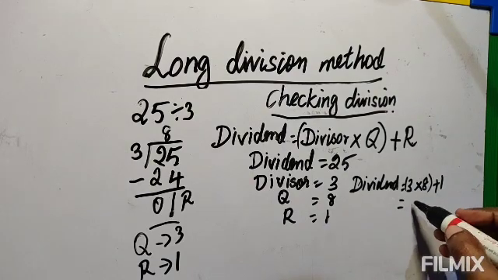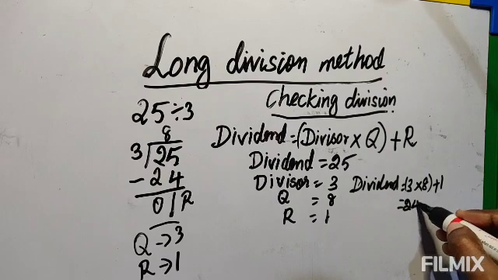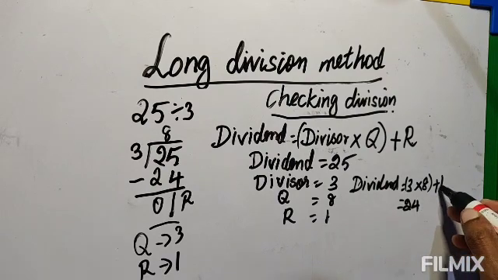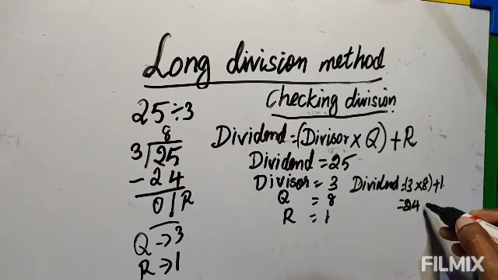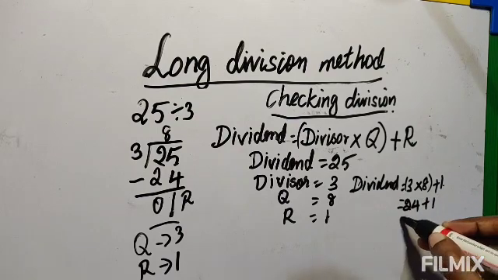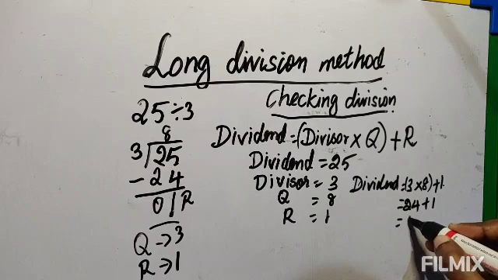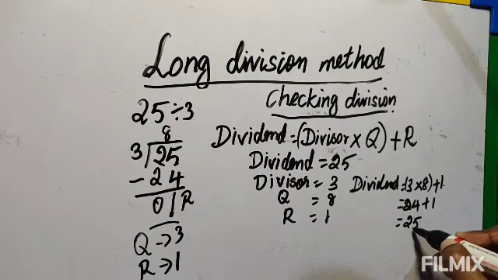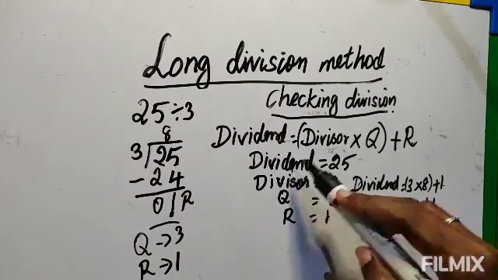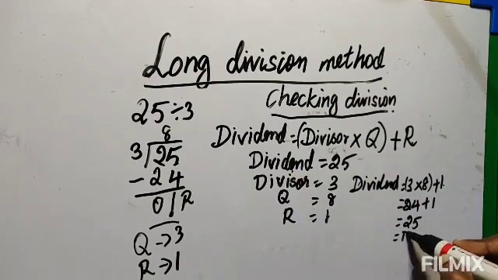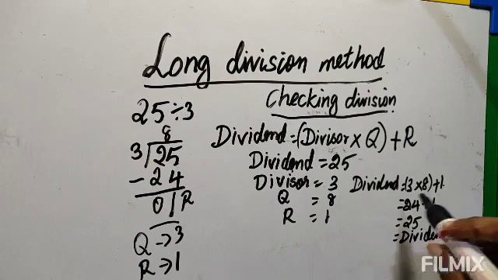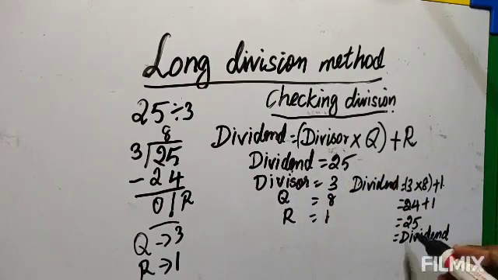So 3 8s are 24. You must know the multiplication table. Then with this 24 you add the remainder 1. So 24 plus 1 is 25. Now what is 25? It is the dividend. So 25 is the dividend. Using this formula, we have got the dividend.